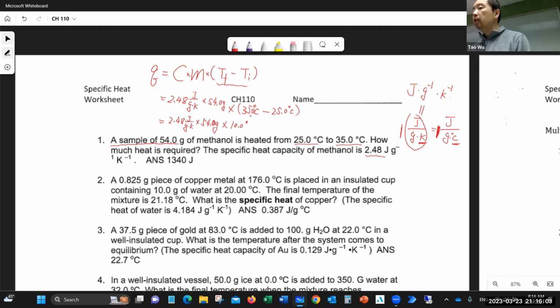And we talk about the change of the Celsius is equal to the change of the Kelvin. So the 10 Celsius change is just equal to 10.0 Kelvin. The absolute number is different, but the change is the same. So if you look at the units, gram and gram cancel, Kelvin cancels. So what's left over is just joule. That's why when you calculate, you figure out the joule.